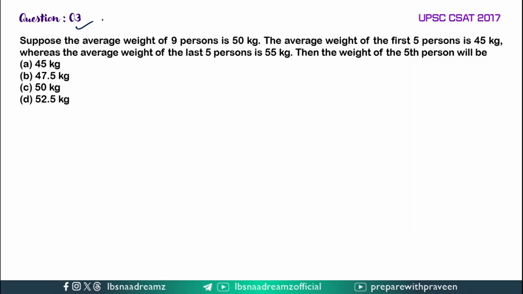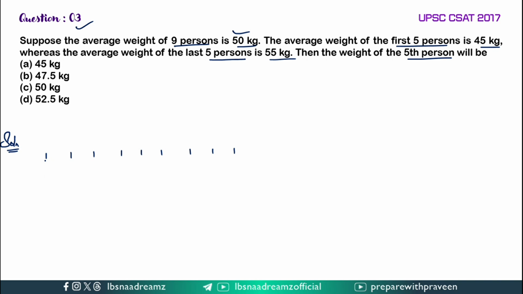Question 3. Suppose the average weight of 9 persons is 50 kg. The average weight of the first 5 persons is 45 kg, whereas the average weight of the last 5 persons is 55 kg. Then the weight of the fifth person will be, we have to find that. So there are 9 persons here. The average weight of the 9 persons is 50 kg.